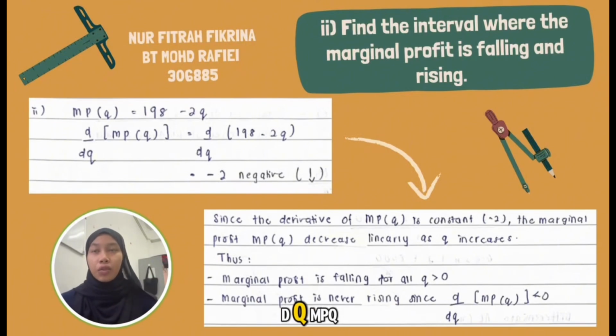So the formula d over dQ of MP(Q) equal to d over dQ of 198 minus 2Q. This is the derivative of MP(Q) with respect to Q. The result is negative 2.